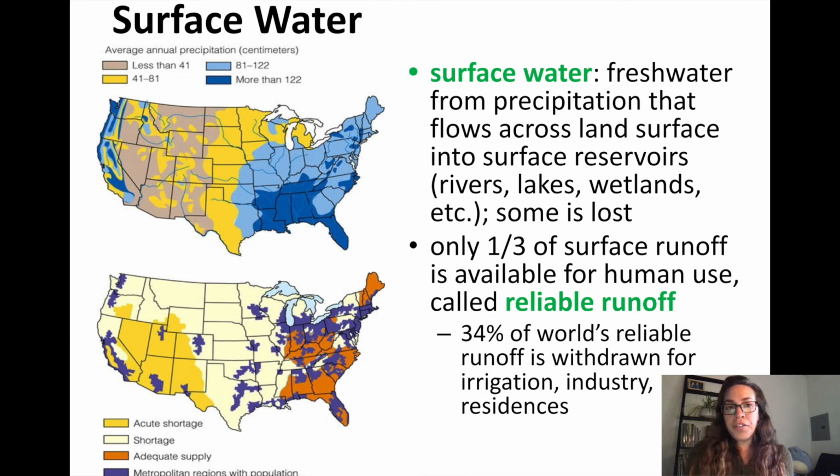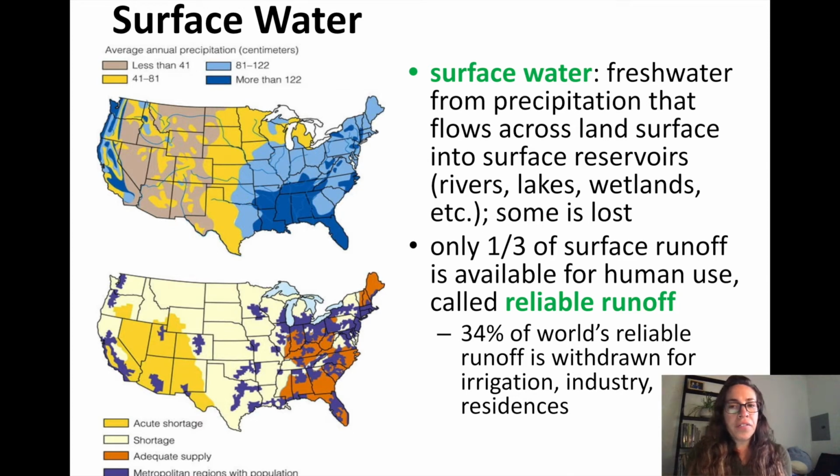In addition to groundwater, we also have surface water. Surface water is any fresh water from precipitation that flows across the land surface and is held within reservoirs. It usually flows via rivers and is held within reservoirs by lakes and wetlands. Most or some of that water is lost to groundwater, and we'll never see it again at the surface level unless we draw it up.